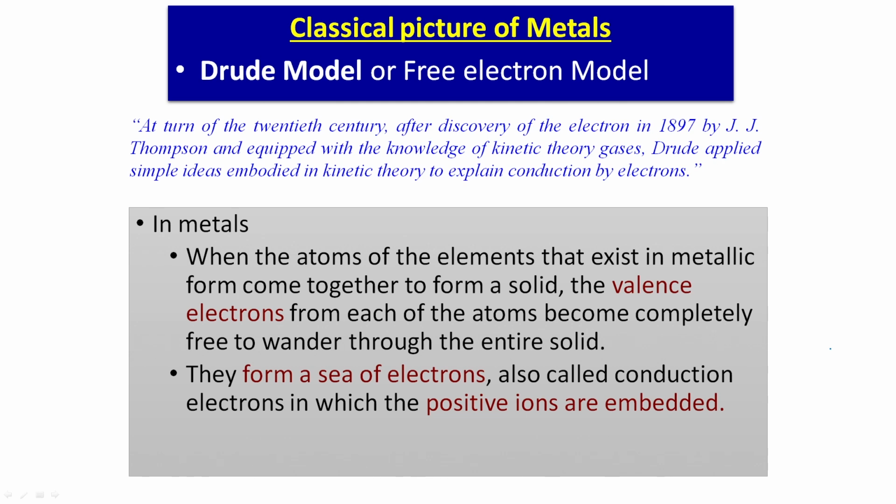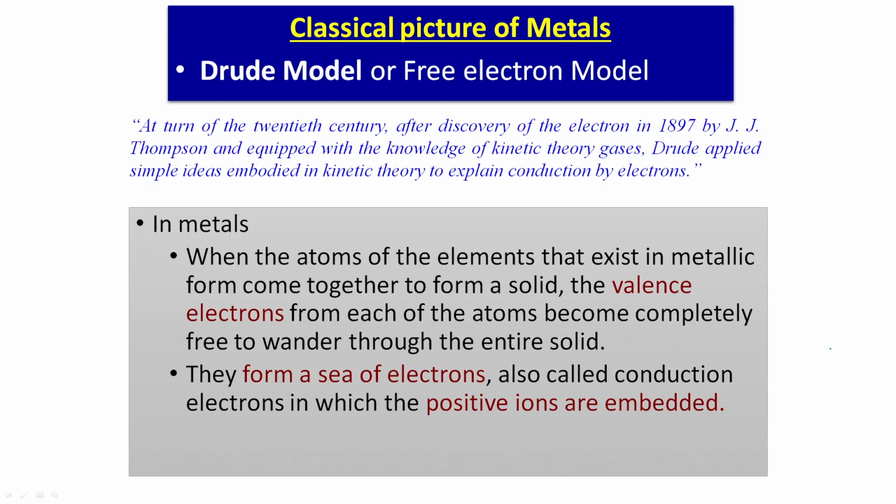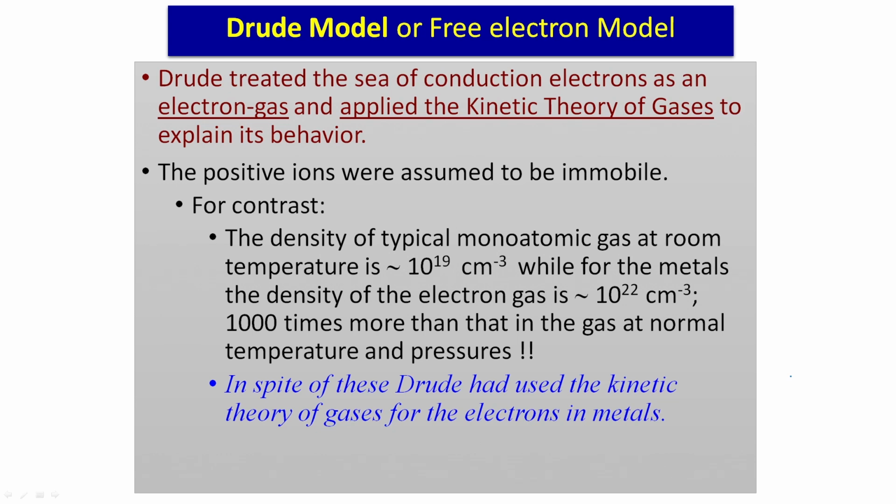In metals, when atoms of elements that exist in the metallic form come together to form a solid, there will be valence electrons from each of the atoms, and they will be completely free to move around. These electrons form a sea of electrons, known as conduction electrons, and they move around the positively charged part of the atom. That is, in a nutshell, the Drude model. If I have a positively charged nucleus, these electrons can move around like a cloud anywhere, and that gives the conduction. So, Drude treated the sea of electrons as an electron gas and applied the kinetic theory of gases to explain the behavior, but the positive ions are assumed to be immobile.